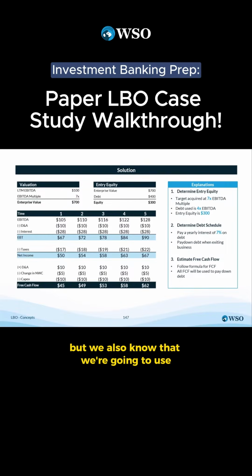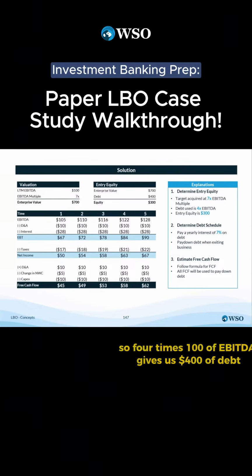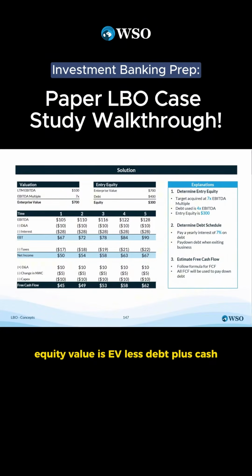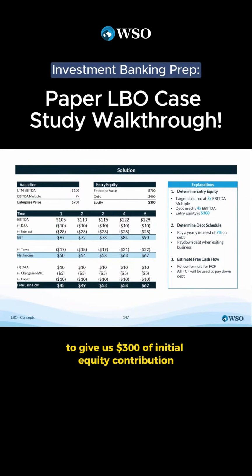But we also know that we're going to use 4 times leverage in our capital structure. So 4 times 100 of EBITDA gives us $400 of debt. As we learned, equity value is EV less debt plus cash. Since we have no cash, our equity is simply 700 minus 400 to give us $300 of initial equity contribution.